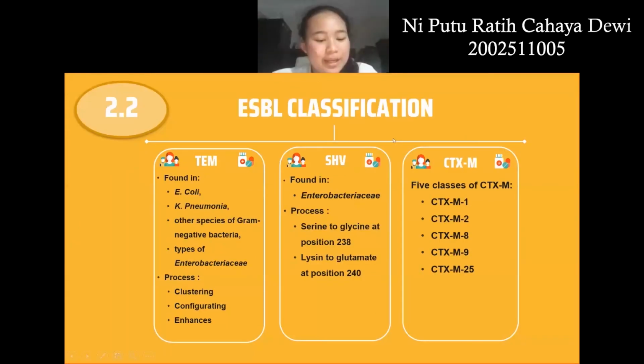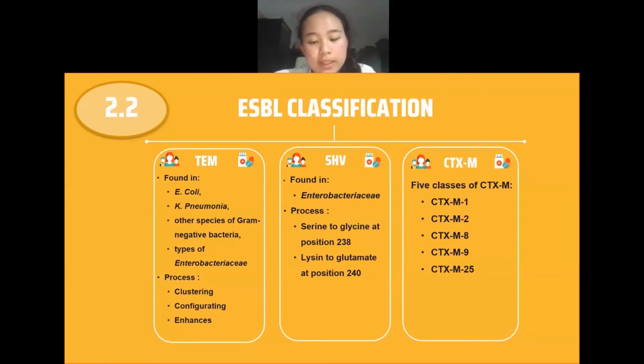My name is Dewi, and I will explain the ESBL classification. There are three classifications of extended spectrum beta-lactamase, which are Temoniera, or TEM, sulfhydryl variable, or SHV, and cefotaxime-Munich, or CTX-M. First is TEM. TEM type of beta-lactamase is usually found in E. coli, K. pneumoniae, other species of gram-negative bacteria, and also different types of Enterobacteriaceae. The TEM processes begin with clustering and changing the configuration of the enzyme and then enhance the susceptibility of the enzyme to beta-lactamase inhibitors.